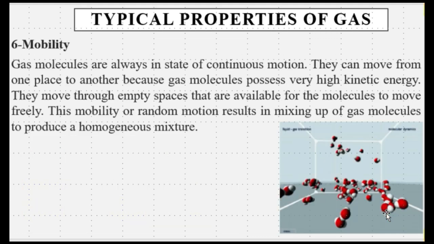The next property is mobility. Mobility also depends upon the random motion and the intermolecular distance of the molecules. Therefore, gas molecules are always in a state of continuous motion. Such type of motion is called random motion. They can move from one place to another because gas molecules possess very high kinetic energy. They move through the empty spaces available for the molecules to move freely. This mobility or random motion results in mixing of the gas molecules to produce a homogeneous mixture.